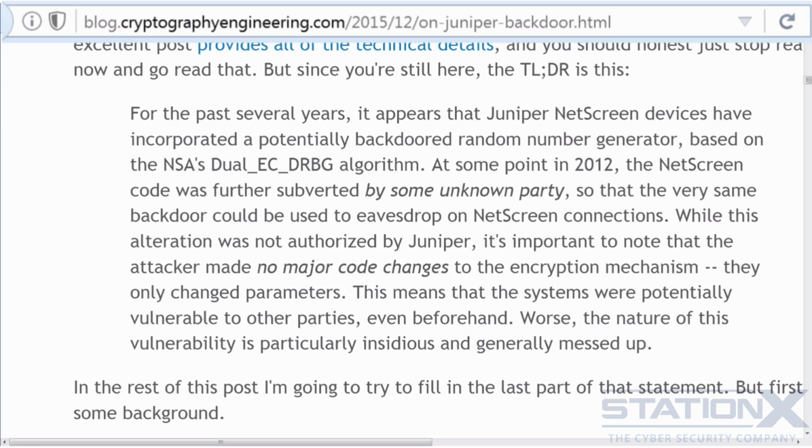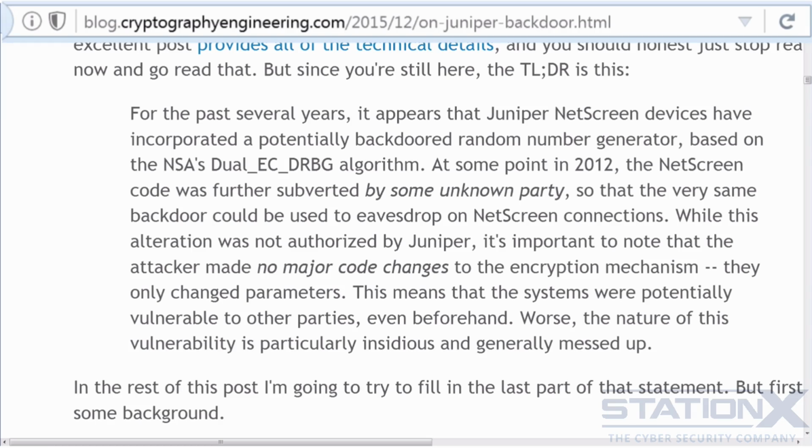At some point in 2012, the NetScreen code was further subverted by some unknown party so that same backdoor could be used to eavesdrop on NetScreen connections. While this alteration was not authorized by Juniper, it's important to note that the attacker made no major code changes to the encryption mechanism. They only changed parameters. This means that the systems were potentially vulnerable to other parties even beforehand. Worse, the nature of this vulnerability is particularly insidious and generally messed up. A very, very subtle backdoor.